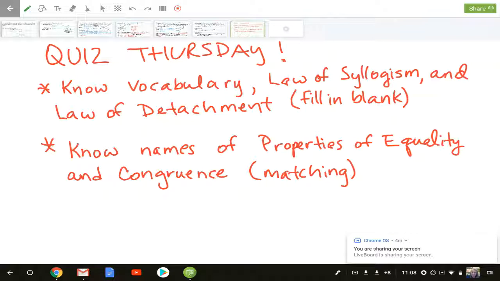And then also, you're going to need to know the names of the properties of equality and congruence. I'm going to have some questions on there that are matching, so I'll show what that property says, and then you'll have the names in a column that you'll have to put the letter for the right property of equality that goes with that illustration of what it is.